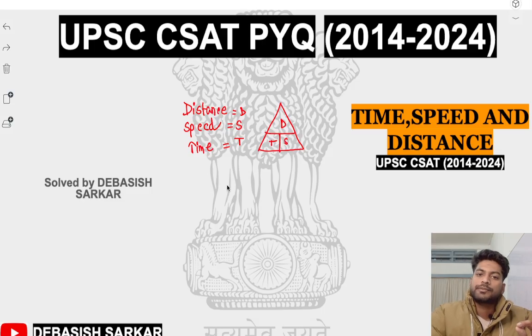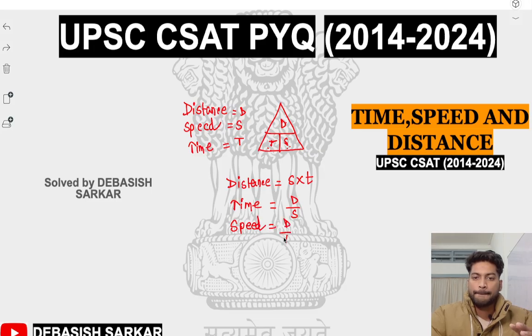If I say distance, the distance formula is S into T, speed into time. D equals S into T. If I say time, time equals D by S. If I say speed, speed equals D by T. So you should know these three formulas.